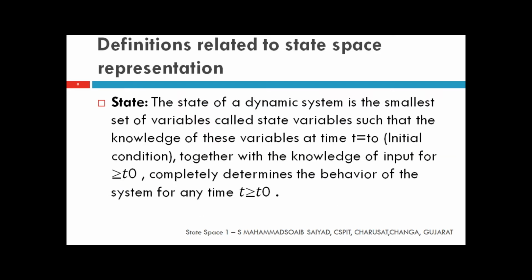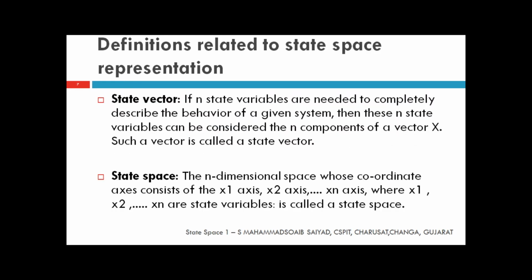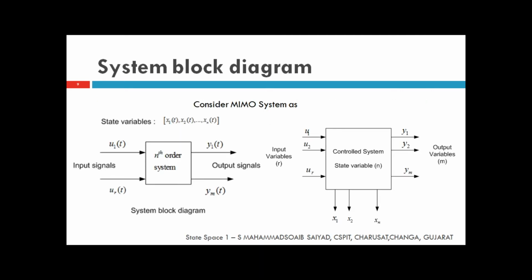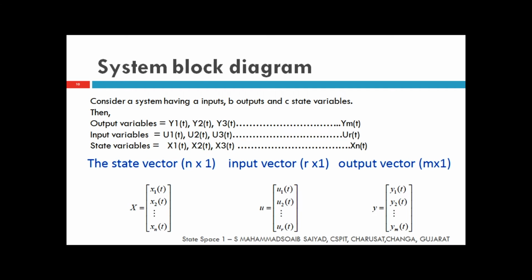So these three definitions are very important. The first definition is state, the second definition is state vector, and the third definition is state space. So this part we have seen. Generally, output variables we have defined as y, input variables we have defined as u1, and state variables we have defined as x1, x2, x3 up to xn.